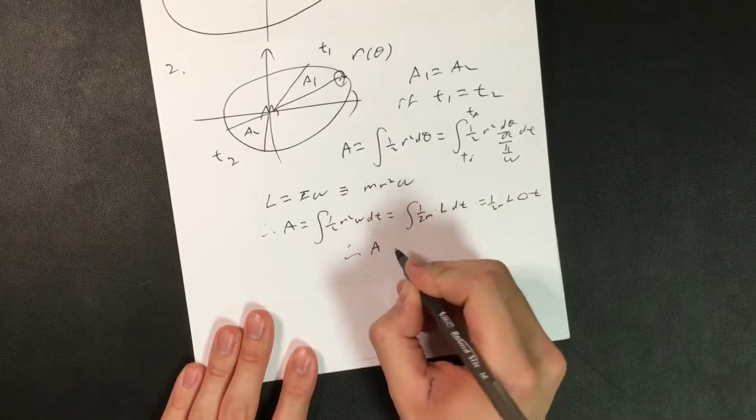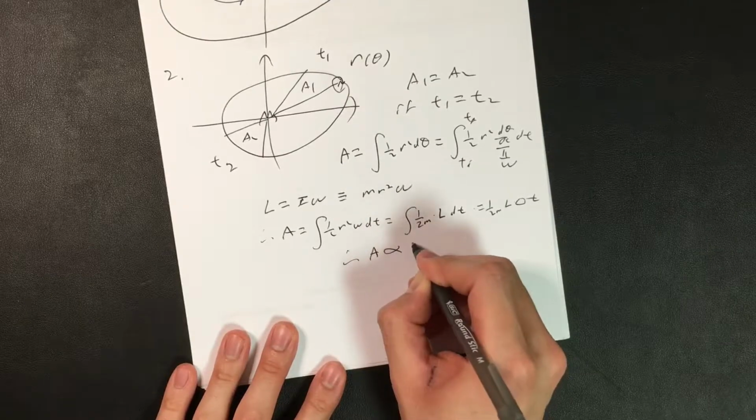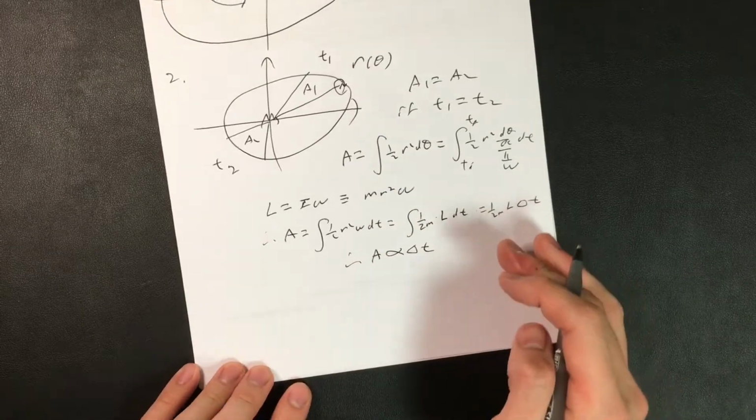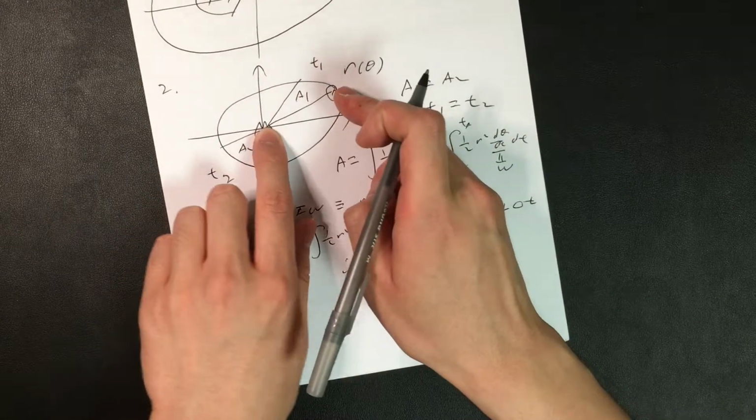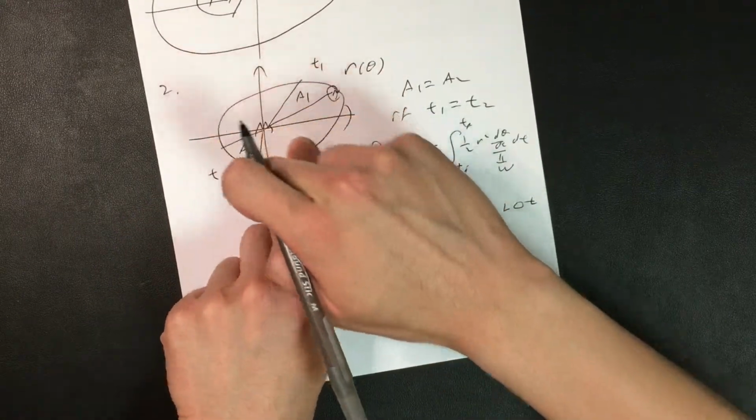Therefore, this proves that the area swept by the planet is proportional to the time interval. So as long as the time interval is the same, the area swept by the planet is equal.